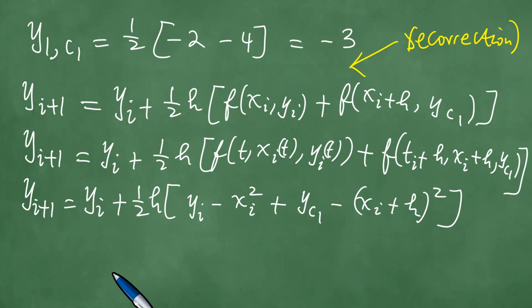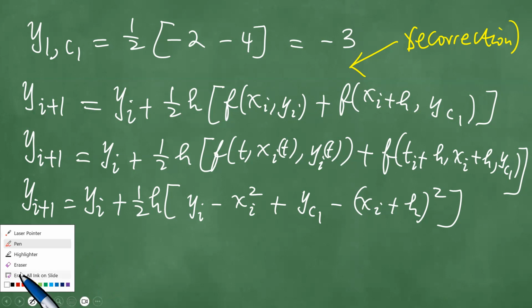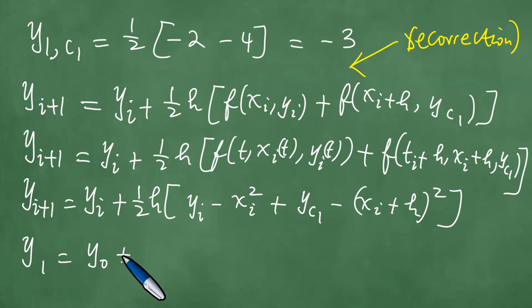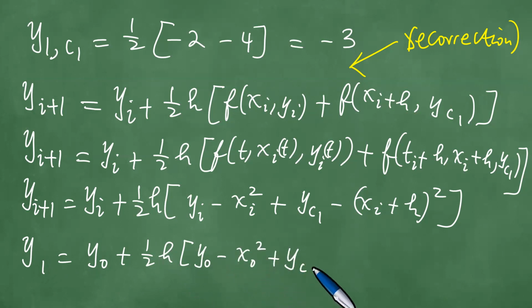So what do we get out of this? Okay, we continue, please, to finish up quickly. Once we get this, it is the difference equation we need for the recorrection, but we shall get y1. So when i is 0, getting y1 means y0 plus 1/2 h times (y0 minus x0 squared plus y_{c1} minus (x0 plus h) squared).